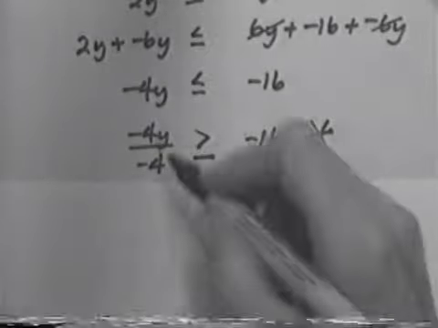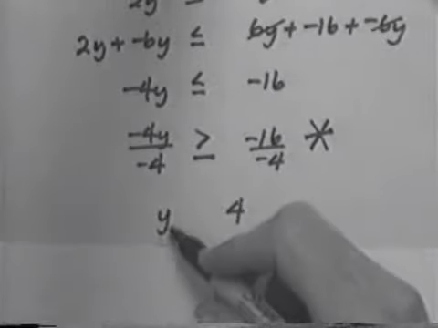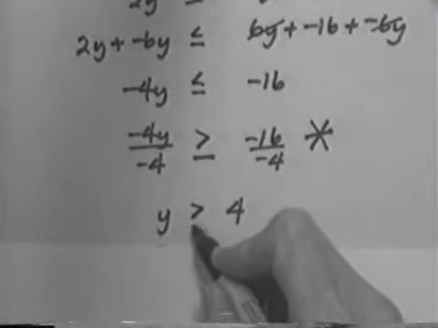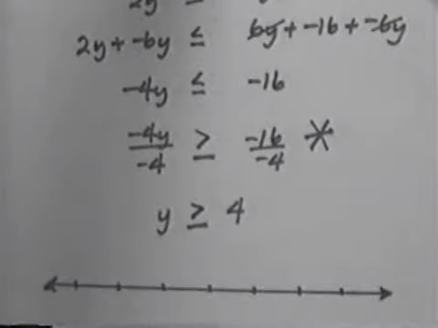When we simplify, canceling the negative 4's, we get y on the left. Negative 16 divided by negative 4 is 4, 4 on the right. The inequality symbol is unchanged in the simplifying, and so we have y is greater than or equal to 4. So our solution is y is greater than or equal to 4.